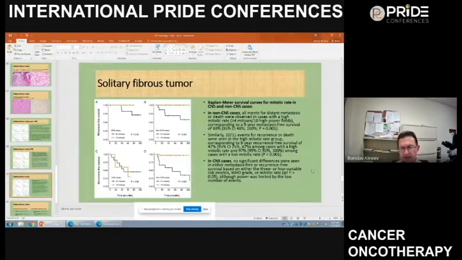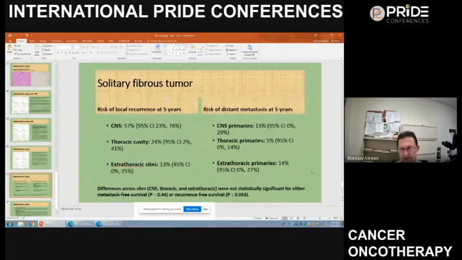In CNS cases, no difference was seen with either metastasis-free or recurrence-free survival based on either the 3 or 4 variable risk model, WHO grade, or mitotic rate, although as I said earlier, the power was limited due to the lower number of cases.